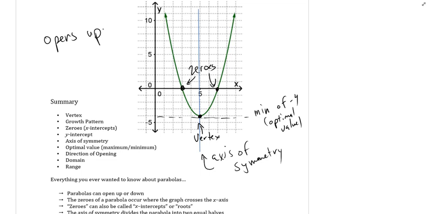And domain and range are two that we're going to get to in a second, but they're on the list and they're important properties. So if I give you a graph, you have to be able to identify the vertex. You have to be able to identify the zeros or the x-intercepts or the y-intercept or all of that stuff just by looking at the graph.